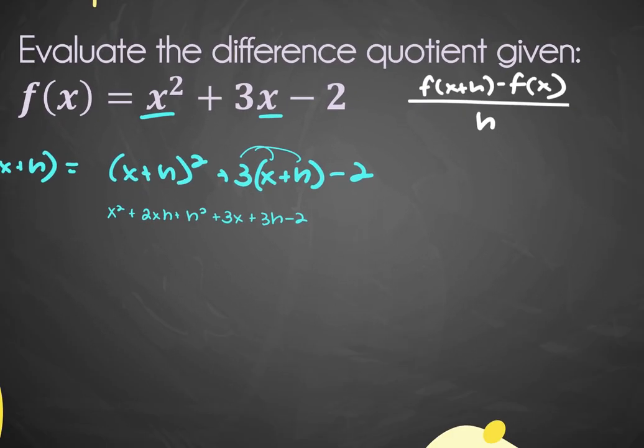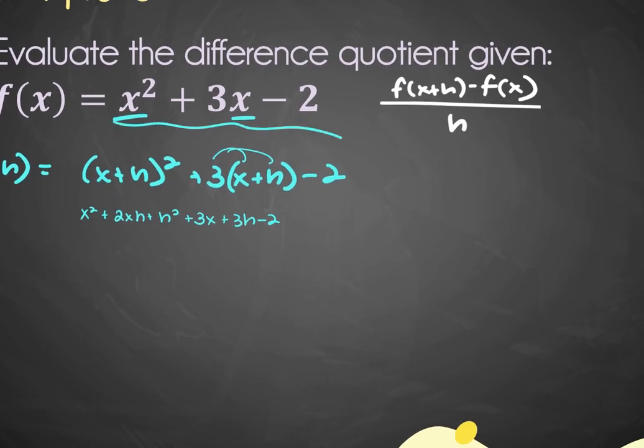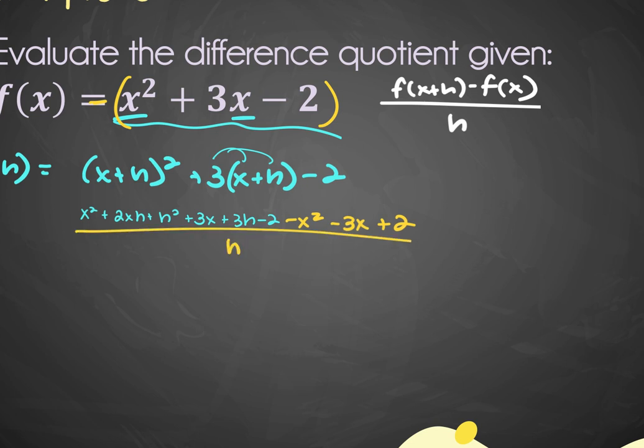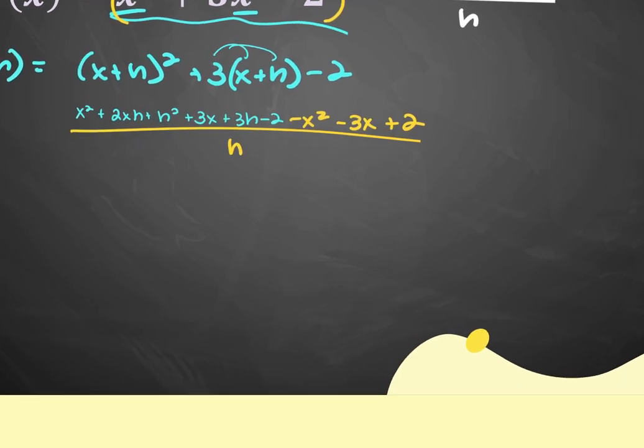Then I'm going to subtract from that my original expression. I'm going to change the signs this time so I don't have to rewrite it twice. It would be minus this whole thing. Be careful with this step. Minus x squared minus 3x plus 2, and it's all going over h. You can wait till the very end to put it over h if you don't want to write that twice. It doesn't matter when you do it as long as you remember to do it at the end.